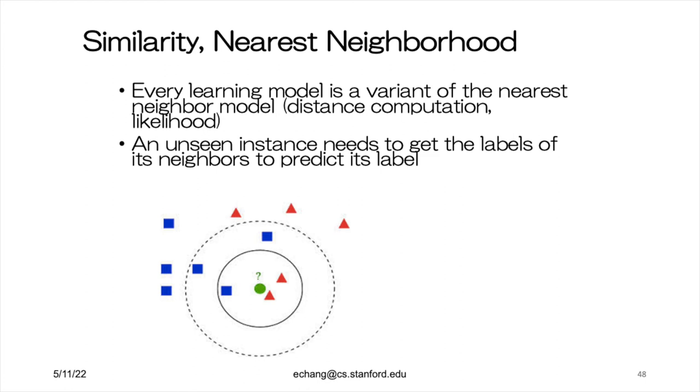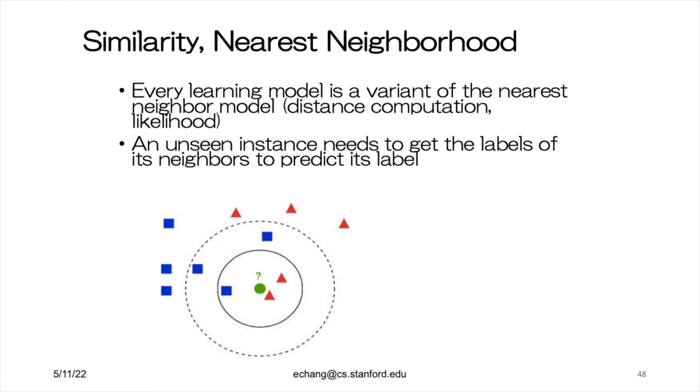So in a small neighborhood, we look into the labels of those instances. Here we have three: two triangles and one rectangle. And we perform a majority vote. And they say, oh, for the instance in the middle, we are going to use a red color and triangle to label it. And when we expand the nearest neighbor to be larger, now we have five instances, and the majority vote in this case gives us a blue rectangle.